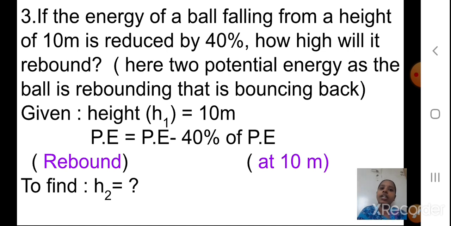Now the given height, h1, we will take, that is 10 meters. The rebound potential energy is equal to the total potential energy minus 40% of the potential energy at 10 meters. What it means is, the potential energy of rebound is equal to the total, that is 100, minus 40% of the potential energy at 10 meters. Okay students, now we will see. We have to find h2.